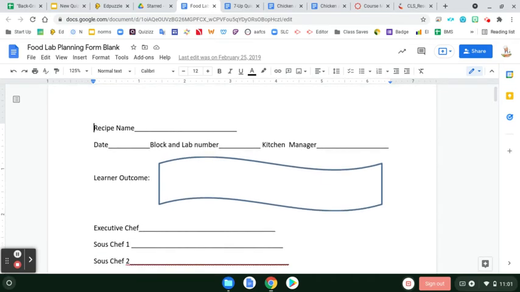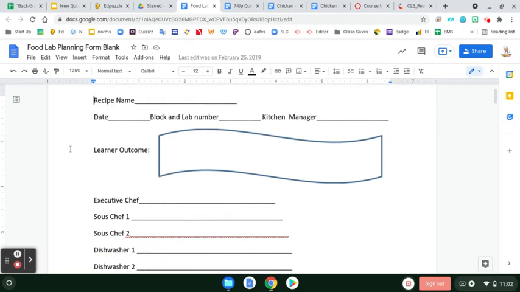So, the food lab planning form, you're always going to put what is the recipe name? What recipe are you and your group making? What is the date of the lab? What is your block and lab number? And who is your main kitchen manager or executive chef of the day? This is the person that is responsible for filling out this form and who is responsible for making sure that this is turned into the lab planning folder.